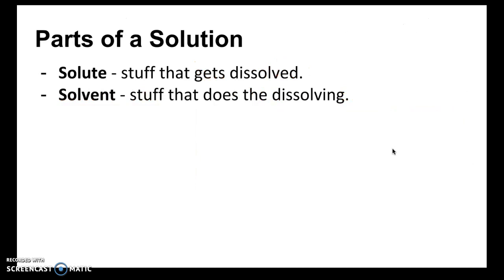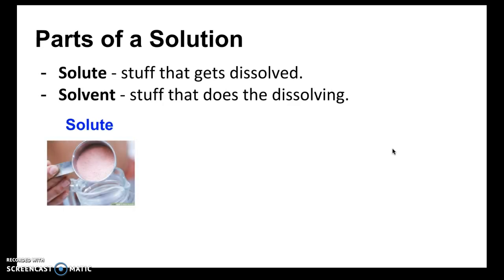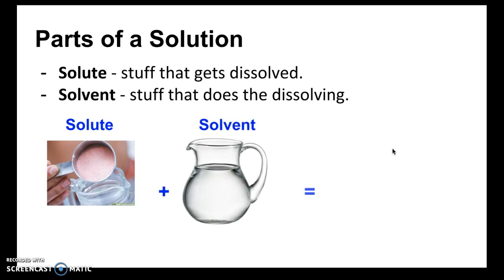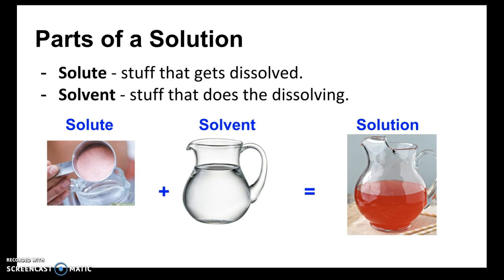All right, so parts of solution terminology. Remember, solute is the stuff that gets dissolved, and solvent is the stuff that does the dissolving. So an example of that would be like making a Kool-Aid solution. The Kool-Aid is your solute, and you're going to add it to the solvent, which is water, and together they make the Kool-Aid drink, which is your solution.